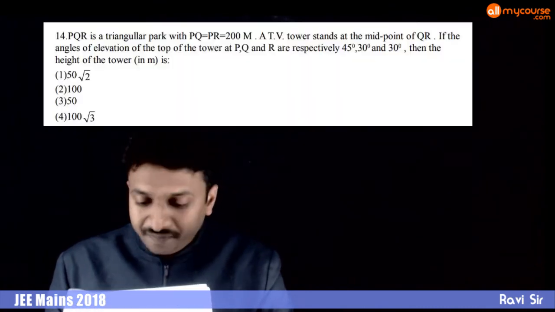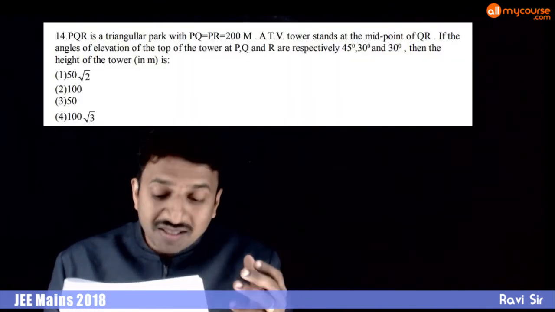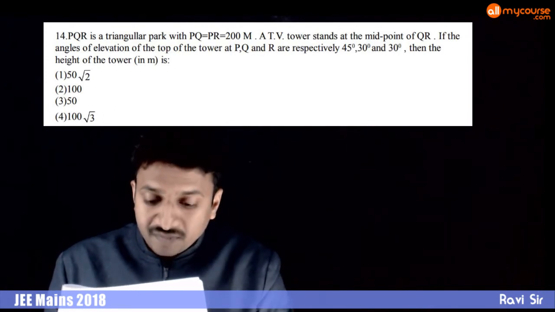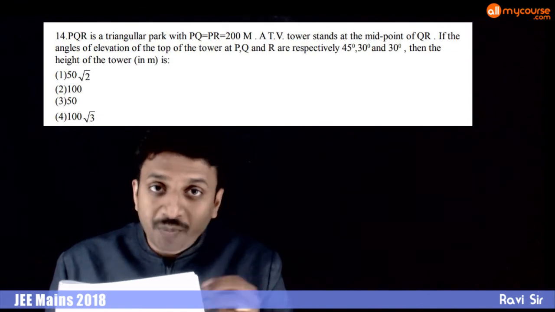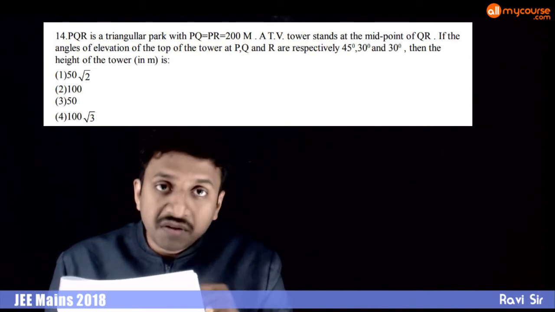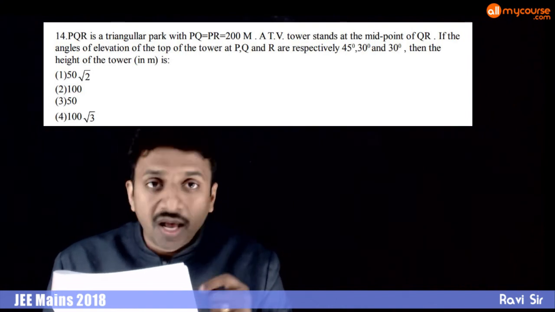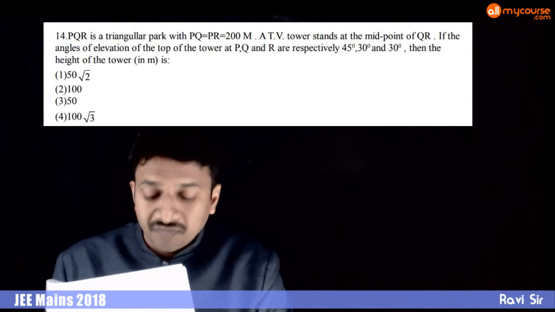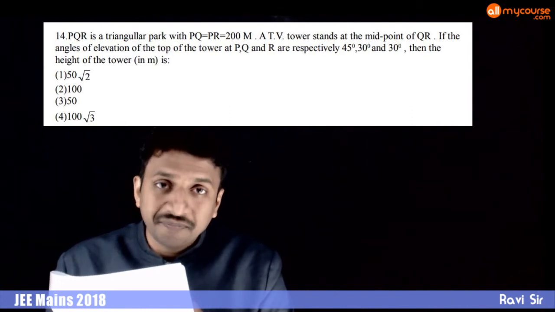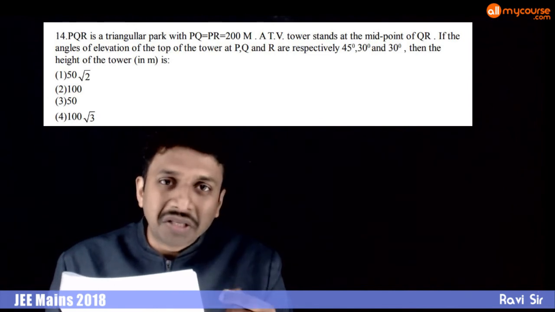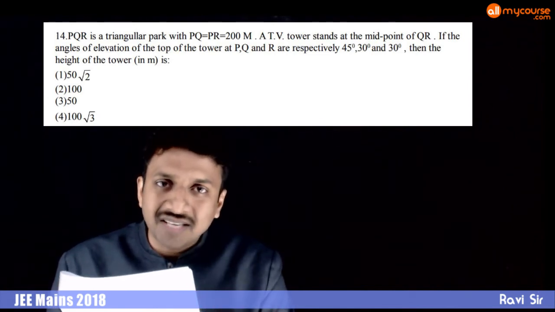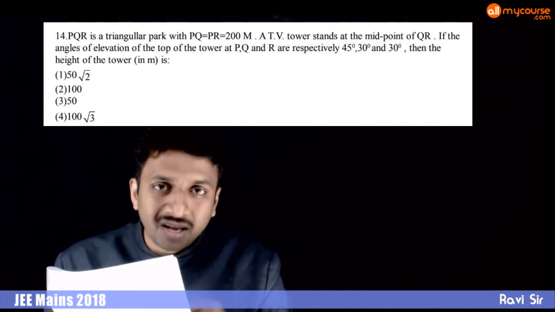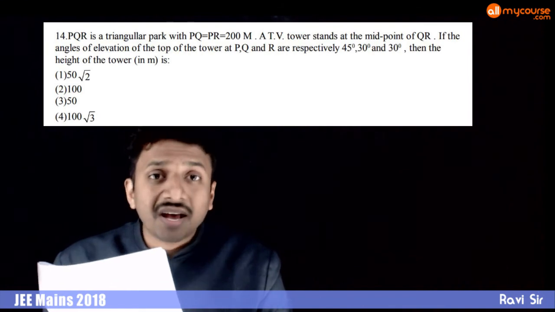Question number 14. PQR is a triangular path with PQ = PR = 200. A TV tower stands at the midpoint of QR. The angles of elevation of the tower from P, Q, R are 45 degrees, 30 degrees and 30 degrees. What is the height of the tower? The answer to this question is 100. You need to use the basic concepts of heights and distances, and you can get this answer very easily. You also have to use the Pythagoras theorem in the solution. So the answer is 100.